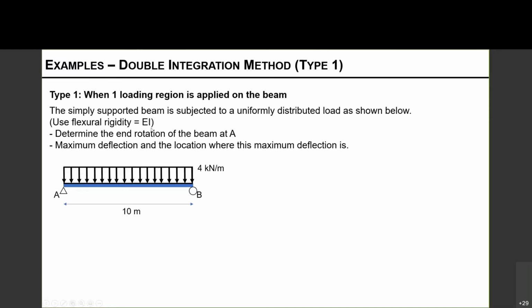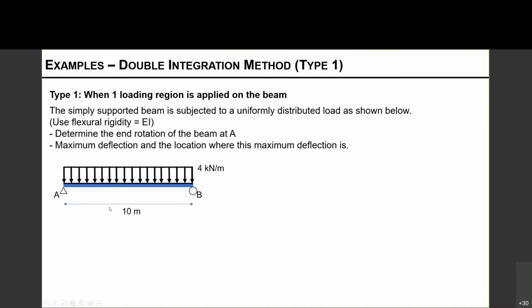I is, if you remember from statics, 1/12 B D to the power 3, right? B is the length that is going along the strong axis. D is the depth of the beam, which is going perpendicular to the axis, okay? But in this case, for simplicity, I'm using EI as it is, so we will use flexural rigidity as EI. All right, so the question is, determine the end rotation of the beam at A, and the maximum deflection and the location where this maximum deflection is.